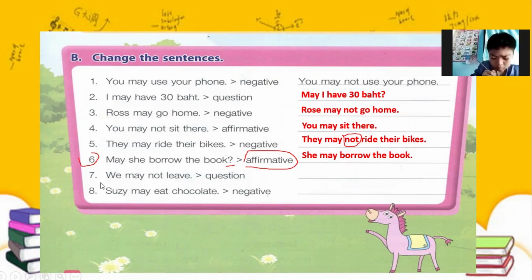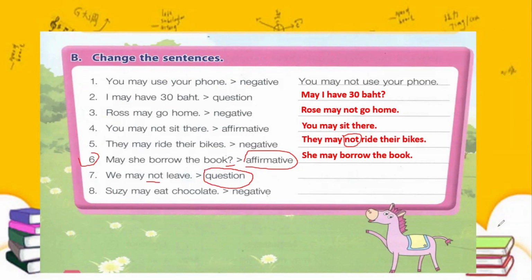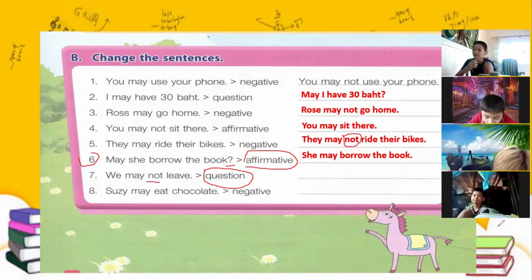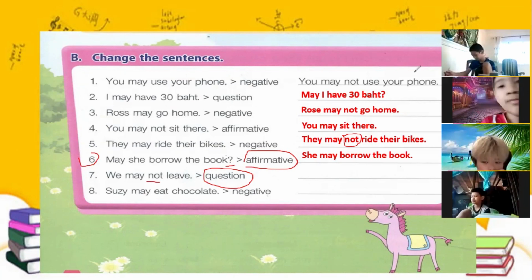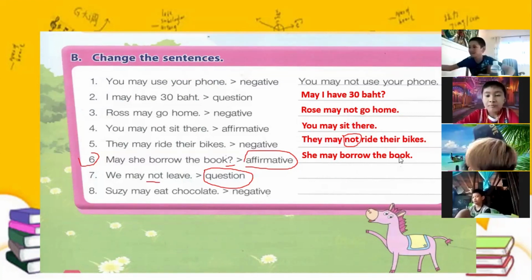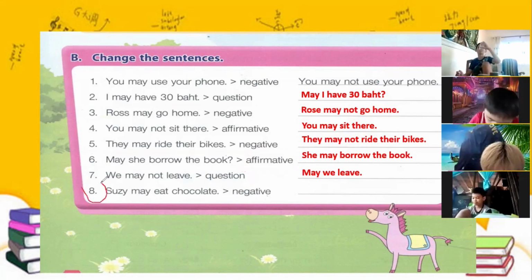Now, sentence number 7. We may not leave. As you can see here, we have not, so that means it's a negative sentence. What we have to do is change it to a question. Now, let me ask Jokun. We may not leave. Change it to a question. May we leave? Very good. Excellent. May we leave? Right. So it becomes a question.